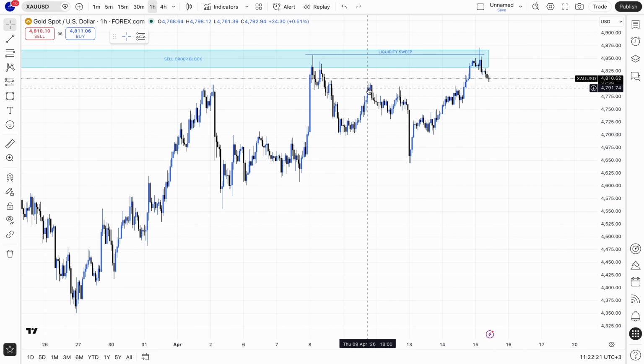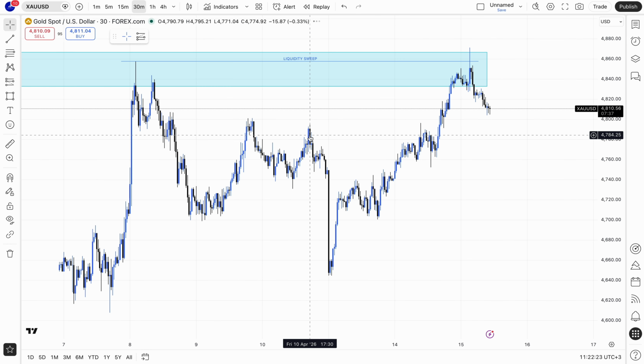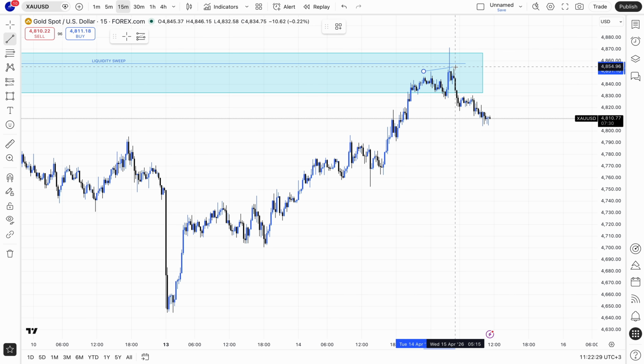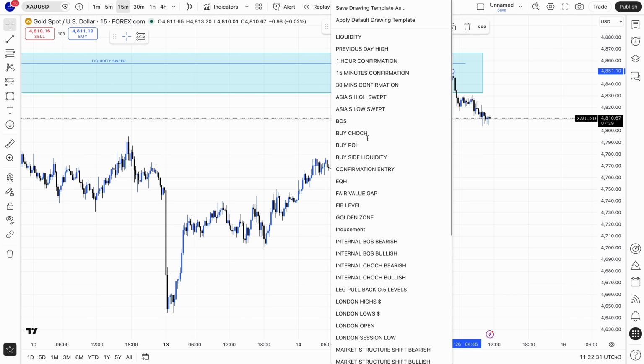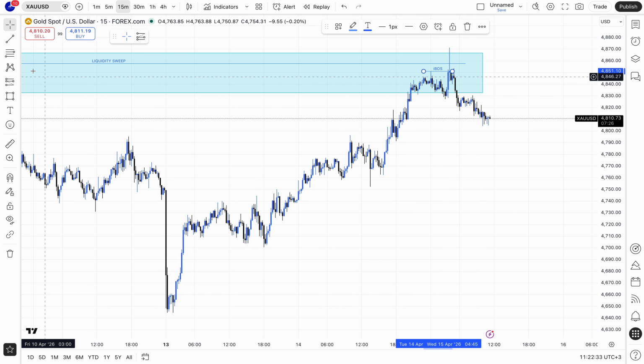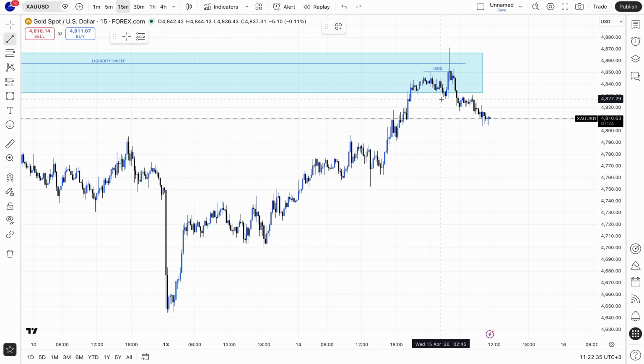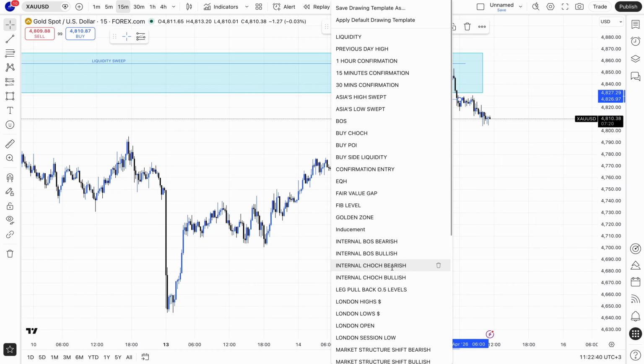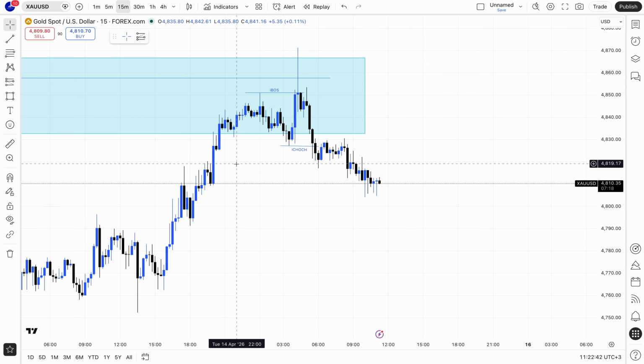then we had to move down to 15 minutes. Then you can see this sweep. After that sweep, we had our break of structure to the upside, which was here. Then after having this break of structure to the upside, the price shifted to the downside. Then internal structure also confirmed that the price is likely to move to the downside.